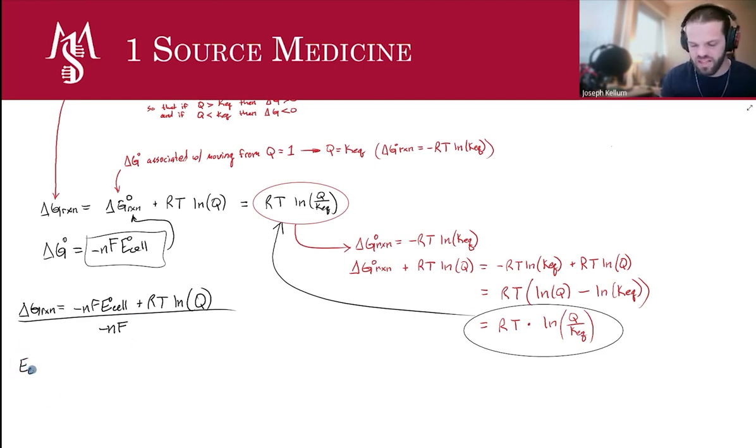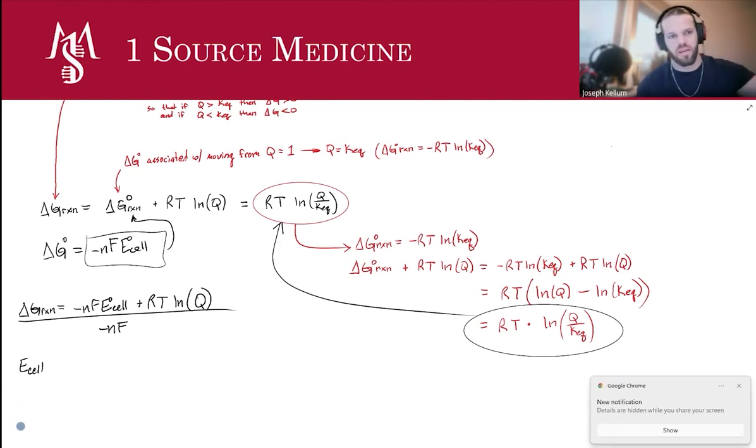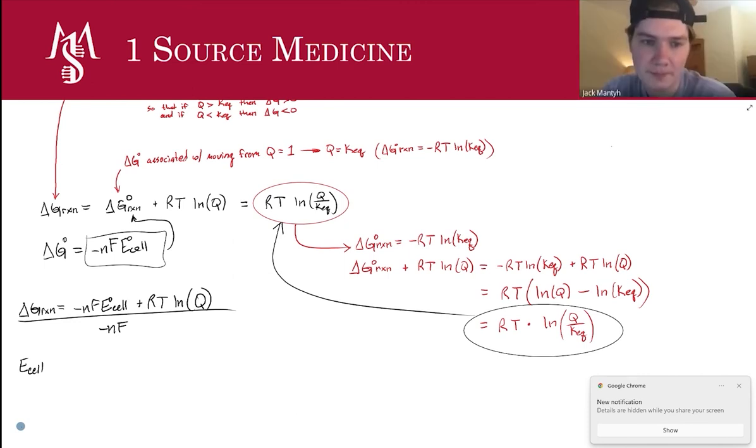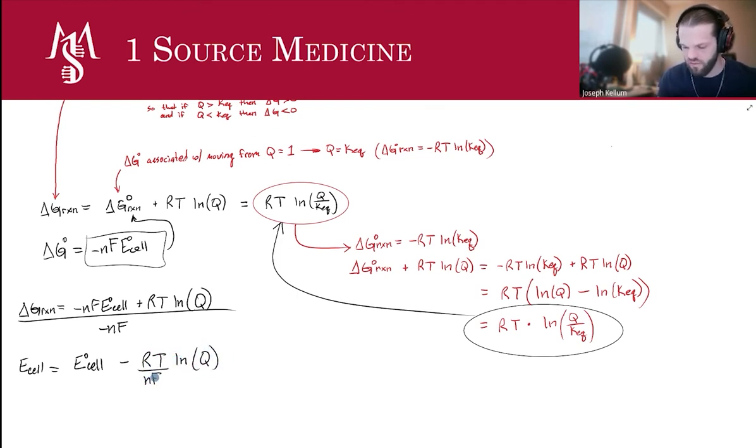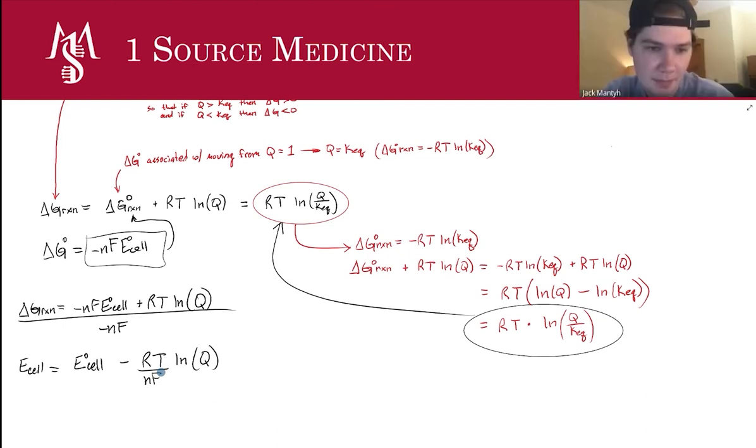So you end up with E cell, but notice that's not at standard conditions because we divide the delta G that's not at standard conditions by it. So that's our EMF, or E cell not at standard conditions, which is equivalent to membrane potential. Basically, that's the membrane potential needed to balance these two gradients, the electric gradient plus the concentration gradient, because we end up with E of the cell equal to E of the cell at standard conditions minus, because we divide by negative NF, RT divided by NF ln of Q. And that's the Nernst equation.